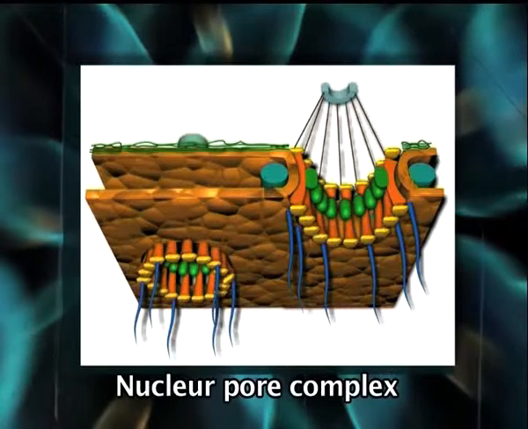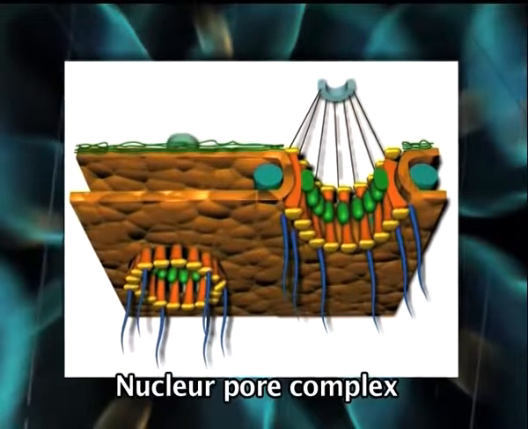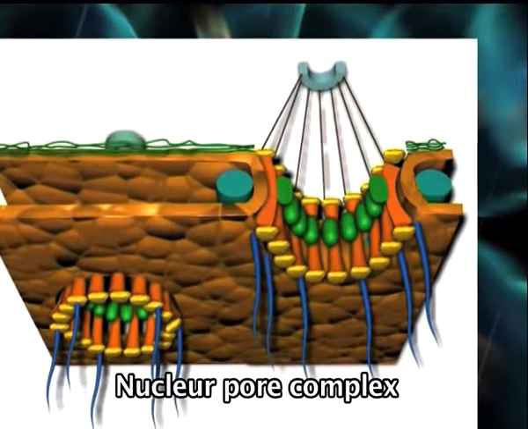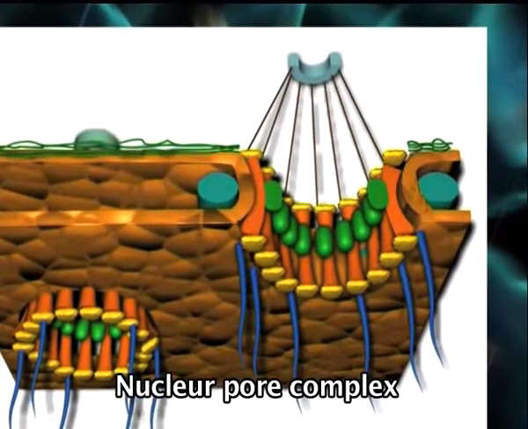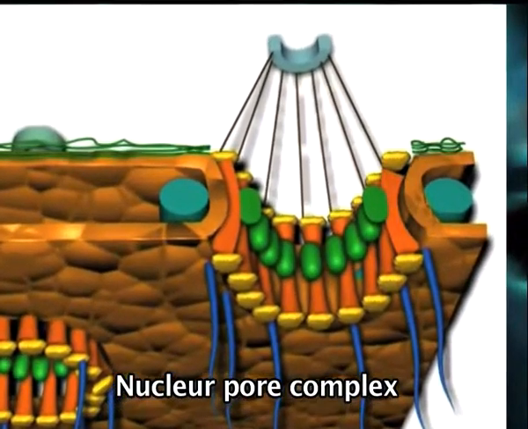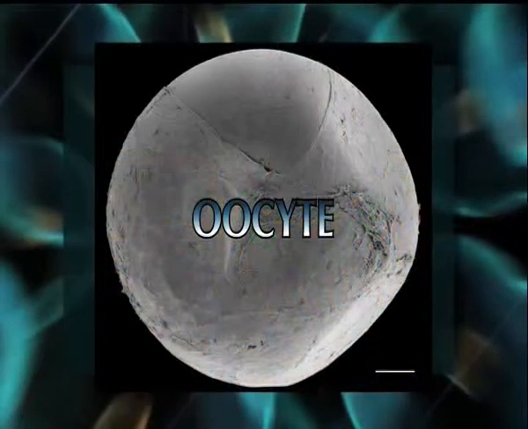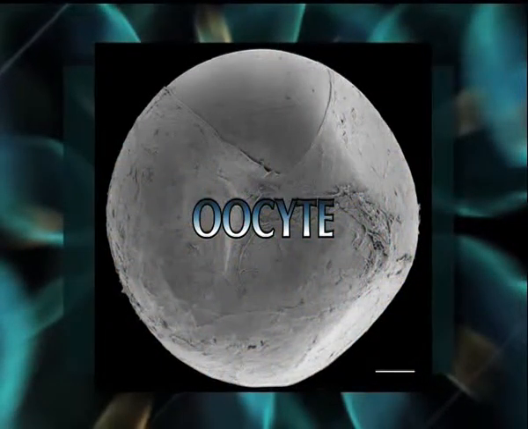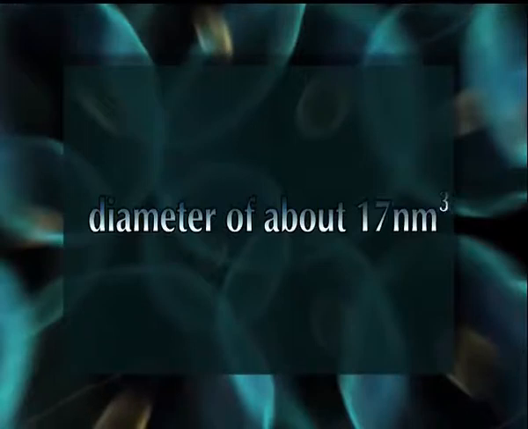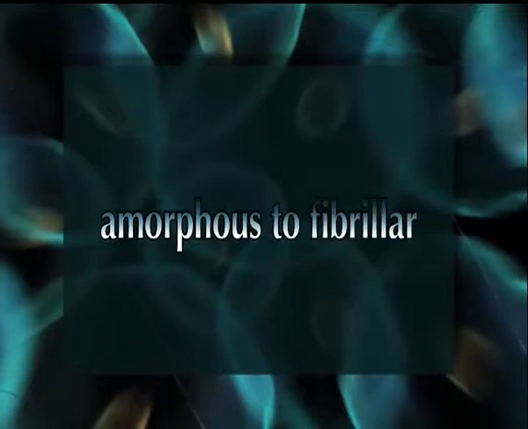The annulus is an electron-dense material that rims the pores and projects from both the nucleoplasmic and cytoplasmic surfaces of the nuclear envelope as a diffuse, granular, particulate cylinder. The annulus appears as a ring of subunits. In Xenopus oocytes, 8 subunits are clearly seen to rim the pore, each with a diameter of about 17 nanometers. In addition to subunits, the annulus has a matrix that varies in consistency from amorphous to fibrillar.